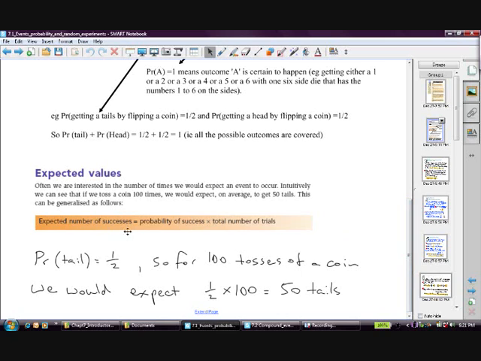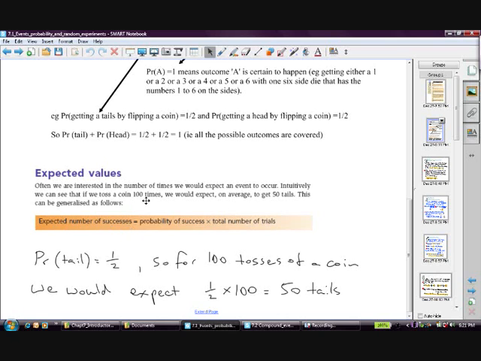Expected values are something slightly different. These are what's likely to occur. So for example, if we were going to toss a coin 100 times, we would expect that half of those times, 50 of them, to get tails. So the probability of success, in this case of getting a tail, would be a half, times however many trials there were, is the expected number of successes.